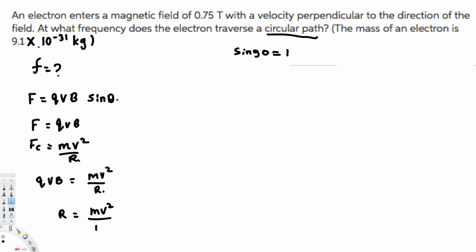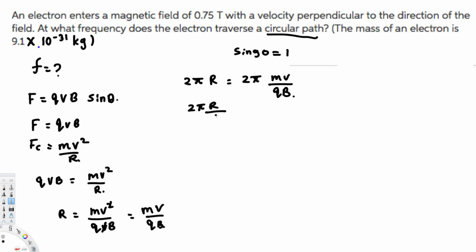r is equal to mv square over qvb, and if you notice, this v and this v square cancel, and we are left with mv over qb. Now what we can do is multiply both sides by 2 pi, because I am trying to create an equation related to frequency. So let's see how we can derive that. This is going to be 2 pi r is equal to 2 pi times mv over qb, right? And then if I bring this velocity to this side, 2 pi r over v is equal to 2 pi m over qb, right?